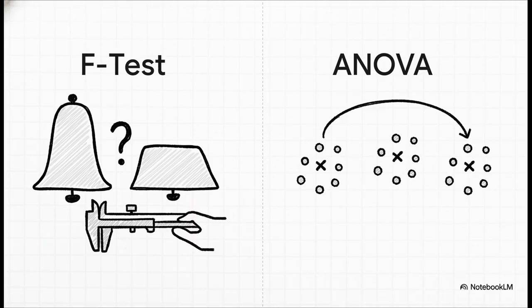But what if you need to do something a little more complex? Well, that's where the f-test comes in. It lets you check if 2 different groups have the same amount of spread, or variability. And then there's ANOVA, which is so useful. It's basically like a t-test on steroids. It lets you compare the averages of 3, 4, or even more groups all at the same time.